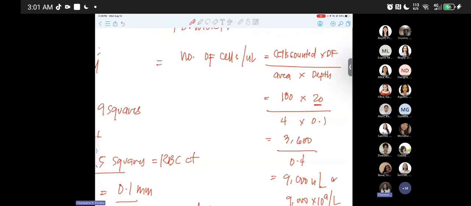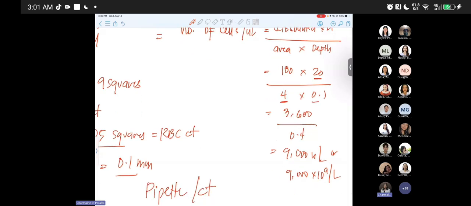For WBC count, ang mostly na ginagamit na dilution factor is 20. Ang area na ginagamit mostly is 4. And then ang depth is 0.1. So if i-apply yung formula, 3,600 divided by 0.4. So ang WBC count is 9,000 per microliter or 9.0 times 10 to the 9 per liter.